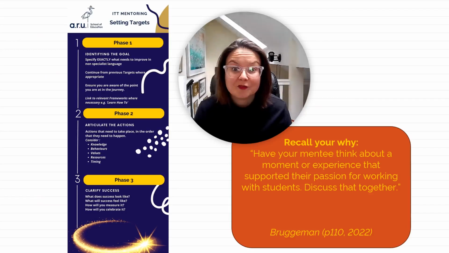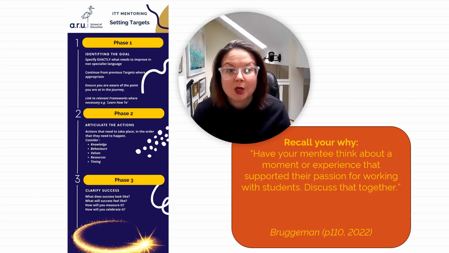So we're back with the infographic that I'm going to talk you through now, which is a helpful aide-mémoire when we're thinking about setting targets. But I did also want to draw your attention to Brueggemann's quote below: recall your why. Have your mentee think about a moment or experience that supported their passion for working with students. Discuss that together. There'll be different points during feedback opportunities, offering support, all of the other skills that we're developing.